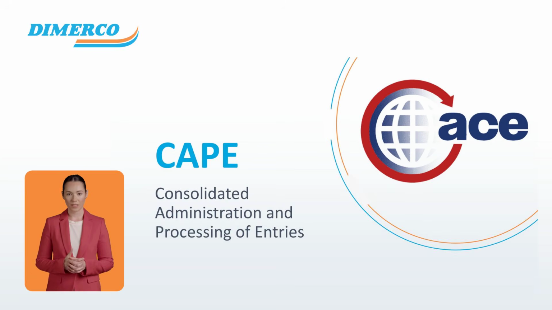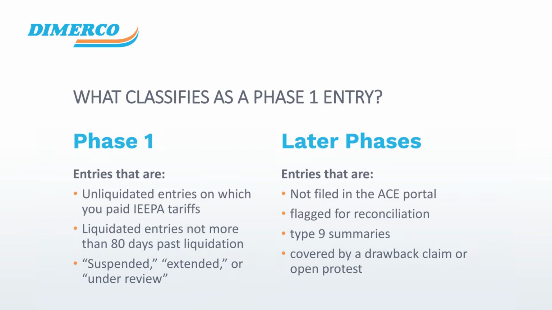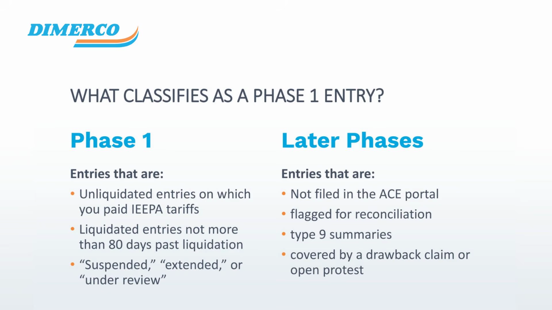Once these steps are done, starting April 20, you can submit refund declarations on the new CAPE system inside the ACE portal. There's some complexity to the process, but it boils down to 3 clear steps. First, submit a list of your entry numbers using the template you'll find in the CAPE system. CBP will then validate each entry, and, for accepted entries, will calculate duties without the IEEPA charges. Finally, CBP sends a refund directly into your U.S. bank account.